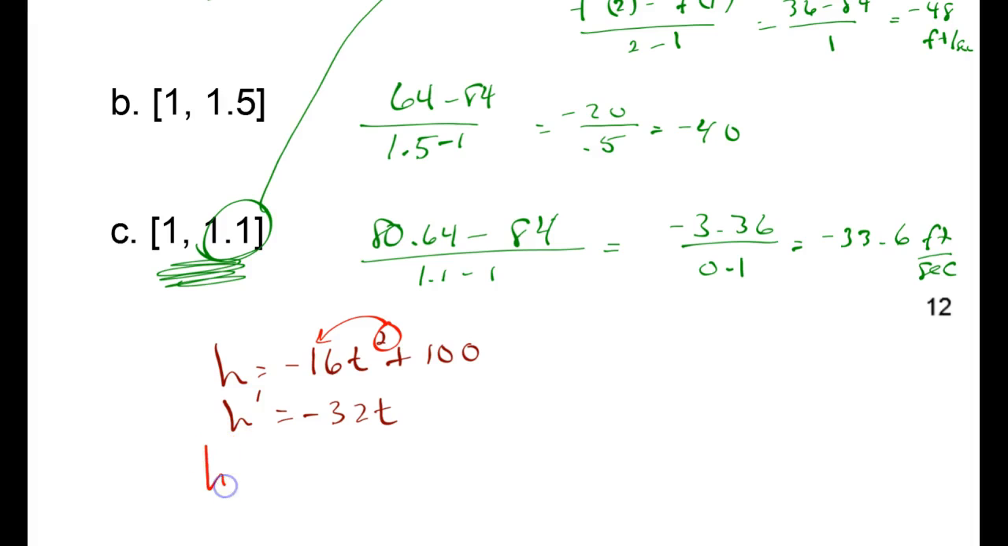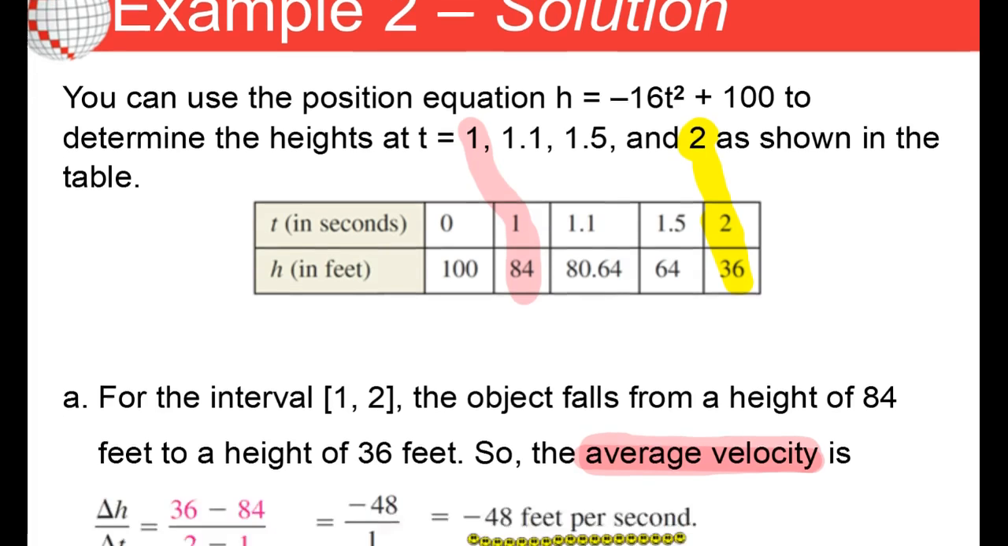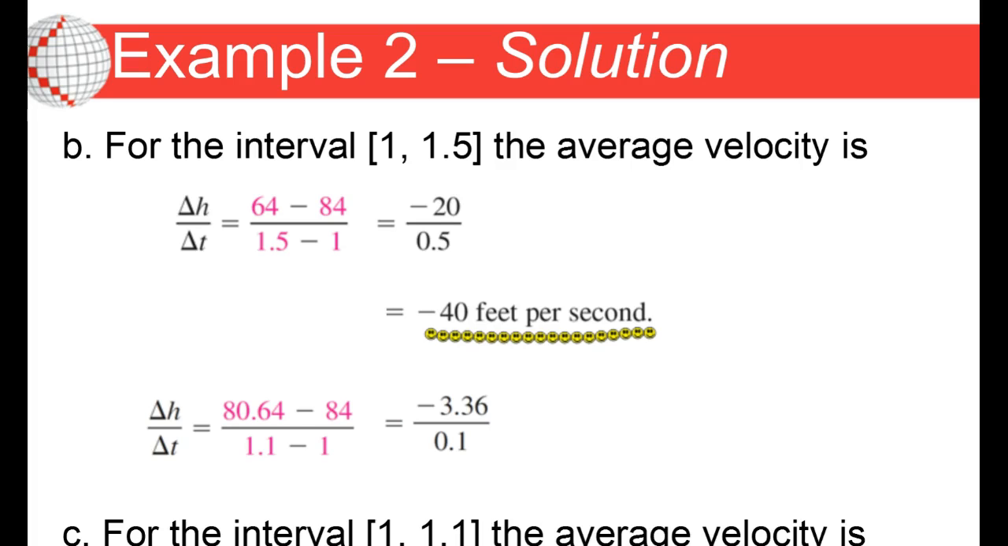But then if I evaluate h, the derivative at 1, you can see it's negative 32 times 1, which is negative 32 feet per second, which I'm really close because these points are really close. But as I get closer and closer, and push that secant line to the tangent line, I get the exact velocity. So the average velocity, here's how the author chose to work this out.